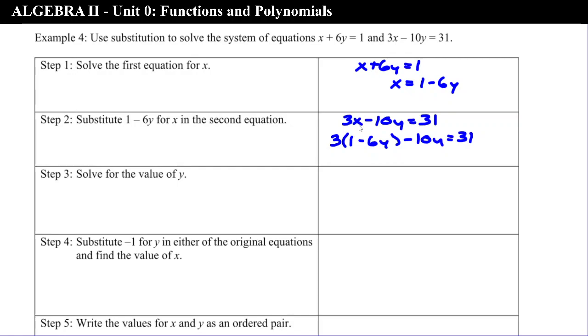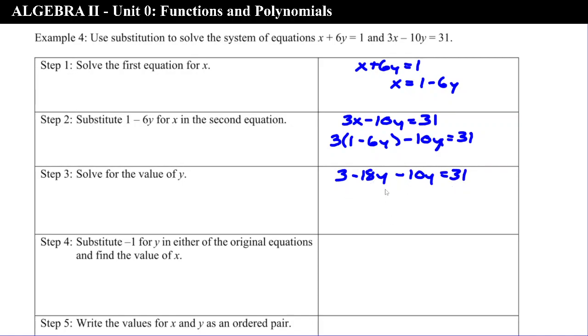Now on to the third step. Now all we're left with are two y terms. Those y terms can be combined eventually, and we can solve for what y is. So we can actually now find what the value for y is. So let's start off by distributing this 3. So we've got 3 times 1, which is 3. 3 times negative 6y, which is negative 18y. And then we have minus 10y equals 31.